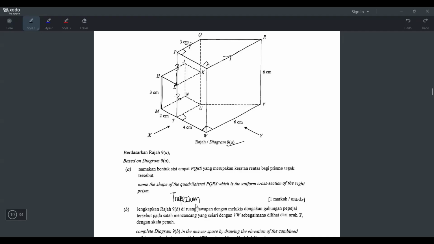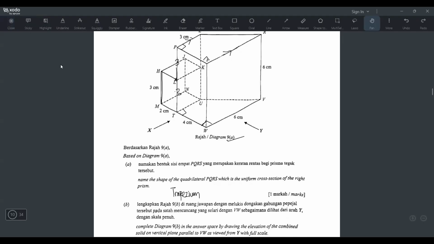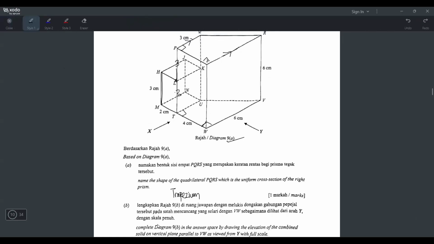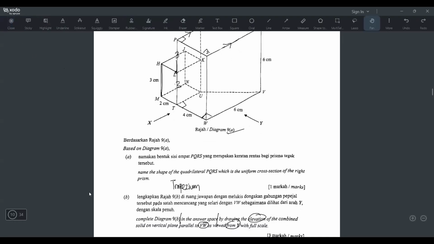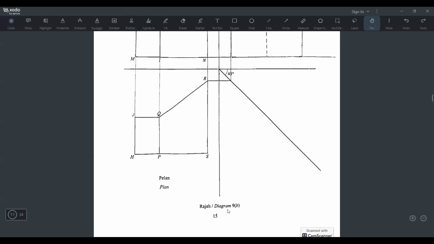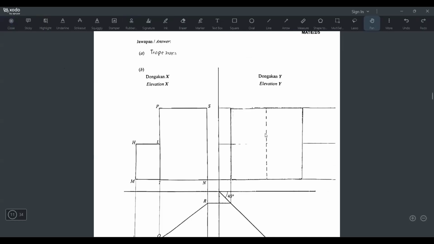Okay, now let's do B. So for B, the question is down here. Okay, let's read here. Complete diagram 9B in the answer space by drawing the elevation of the combined solid on a vertical plane parallel to VW as viewed from Y with full scale. So where is diagram 9B? Let's go down. Oh, okay, this one, diagram 9B. Okay, so I need to complete the elevation from Y, right?